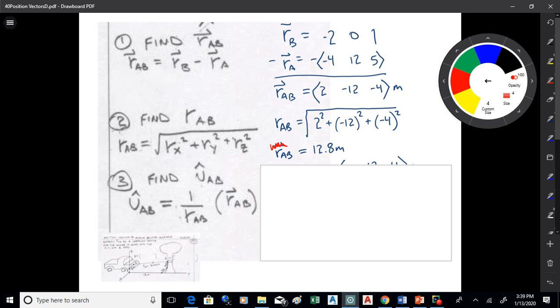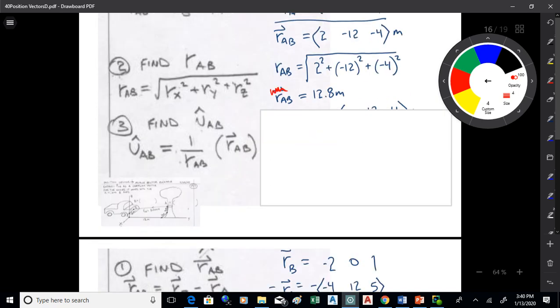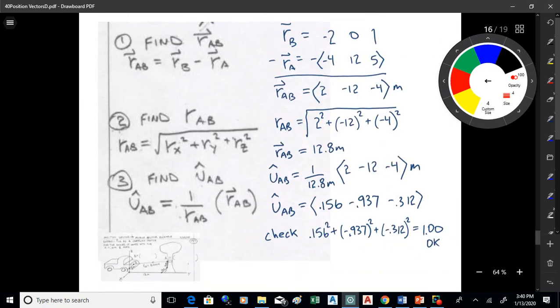I'm going to divide through by that now, and that will get me a unit vector. See, when we were doing the angles, we did the cosine of the angles to get the unit vector. Now we're getting the unit vector a different way. We're taking the position vector and dividing it by its own magnitude, its own length. Because I know, see, that position vector, RAB, has a magnitude of 12.8. If I divide each one of the components by 12.8, I get a unit vector, see? So this is a different way to get to a unit vector.